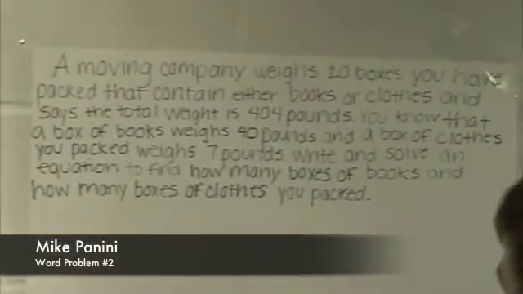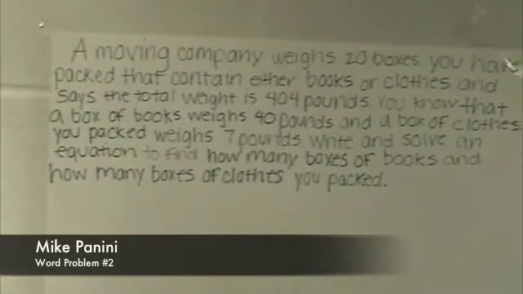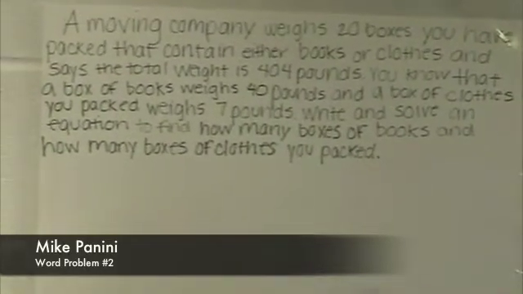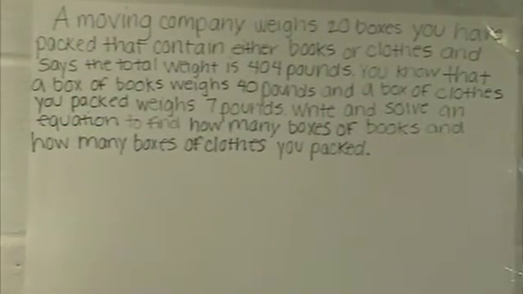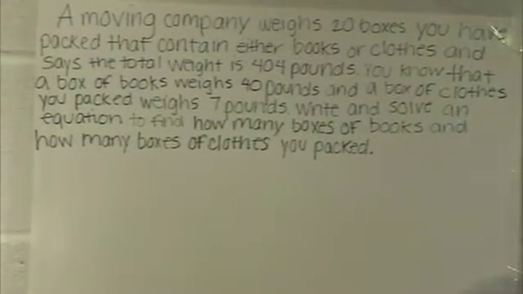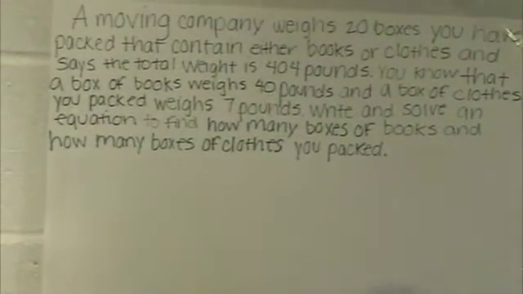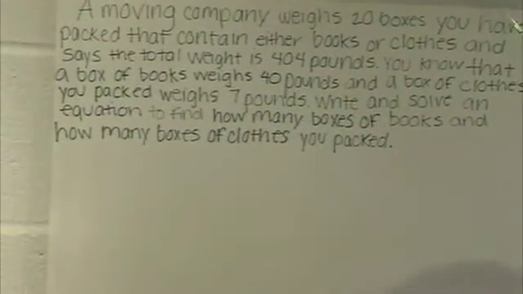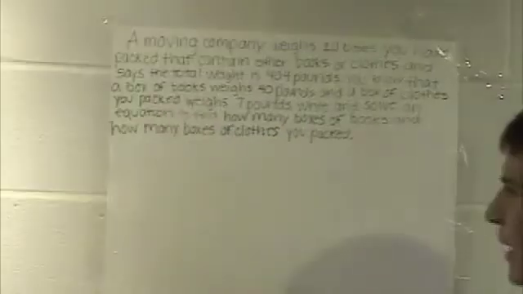The problem is: a moving company weighs 20 boxes you have packed that contain either books or clothes and says the total weight is 404 pounds. You know that a box of books weighs 40 pounds and a box of clothes you packed weighs 7 pounds. Write and solve an equation to find how many boxes of books and how many boxes of clothes you packed.